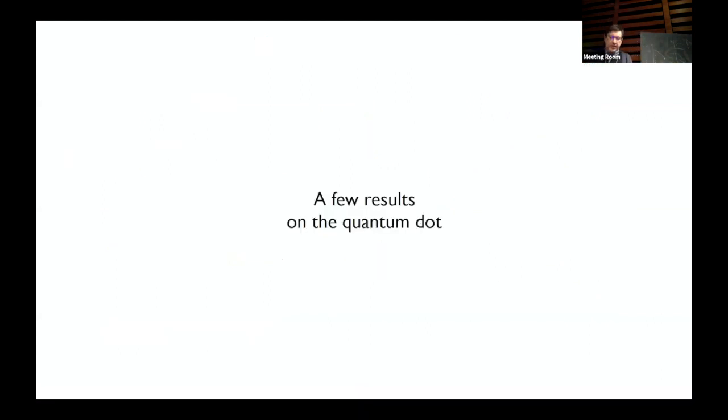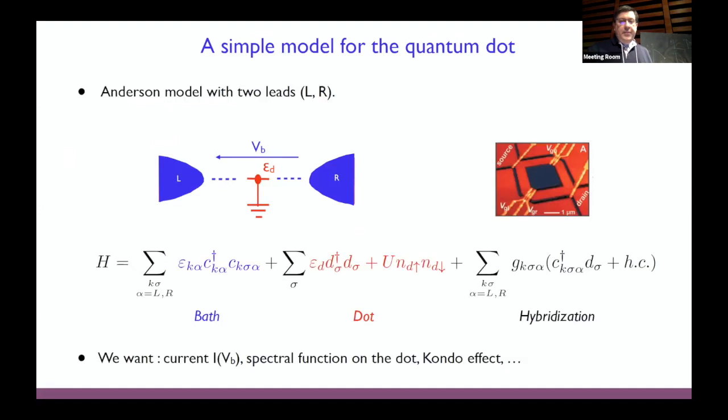Now, I want to show a few results on the quantum dot. So we apply that to a simple model of a quantum dot. I don't think I need to explain here the Anderson model for the quantum dot, but let me just flash the notations. You have a dot here in red with an interaction coupling constant U on site, coupled to two leads, left and right, with a difference of potential, and hybridized using the usual term. And you want to have an exact calculation, let's say of the current as a function of voltage going through the dot, or the spectral function of the dot, and you want to see the Kondo effect, as can be seen in experiments.